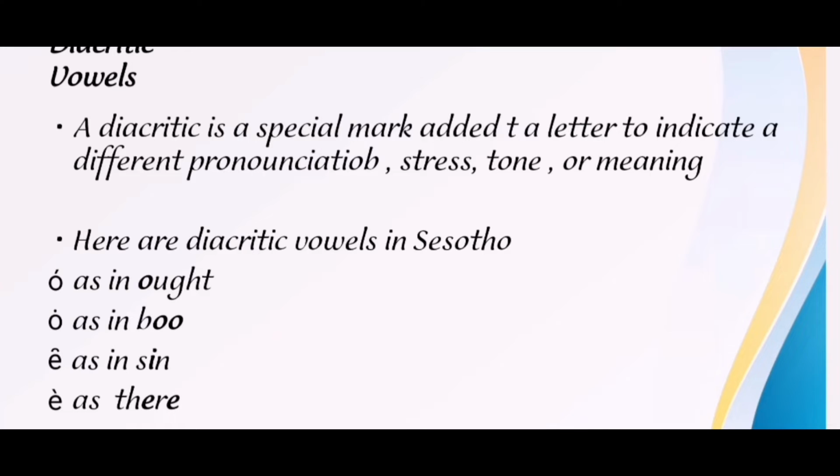One word that I think we might be familiar with if you're an English speaker is the word naive. It has got a diacritic I. So it's not just a normal I. Normally when we write an I, we put a dot on top, but with naive, it is different on top. So here are diacritic vowels in Sesotho.